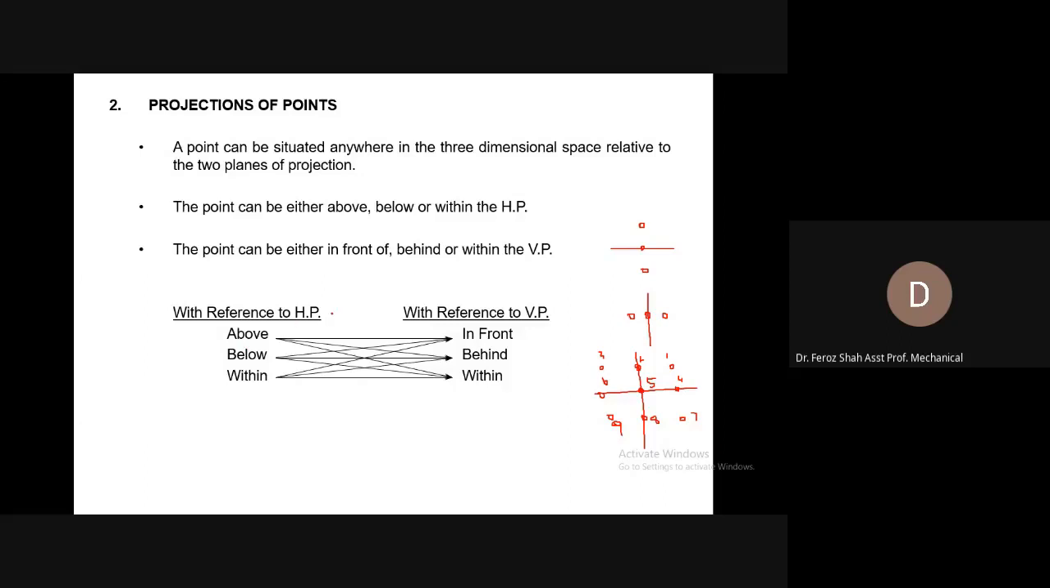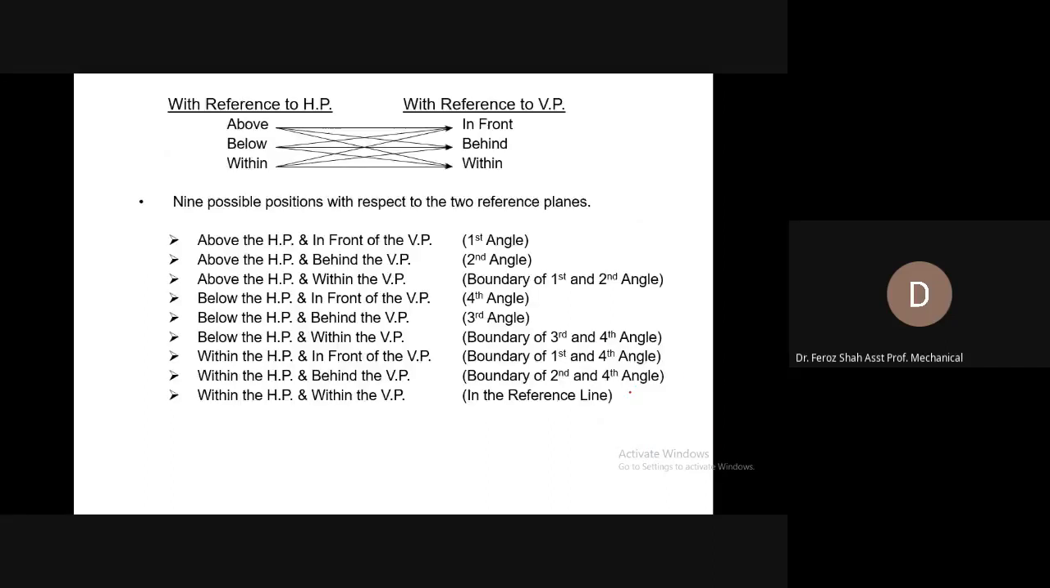So with respect to the horizontal plane, we can have above, within, or below. With respect to the vertical plane, we can have in front of, within, or behind the vertical plane. Collectively, we can have nine possible positions with respect to the two principal planes of projection.